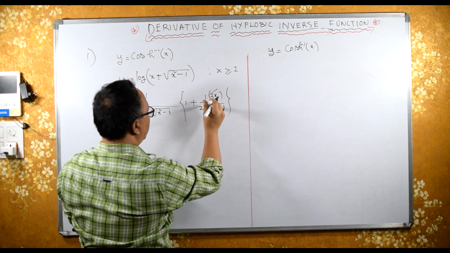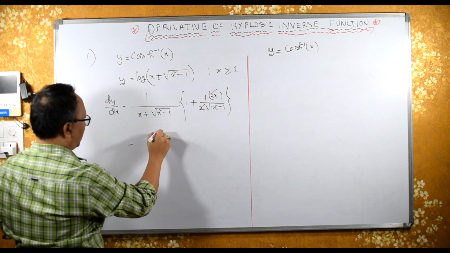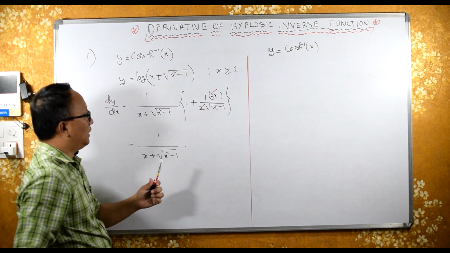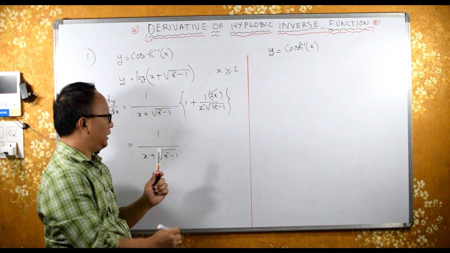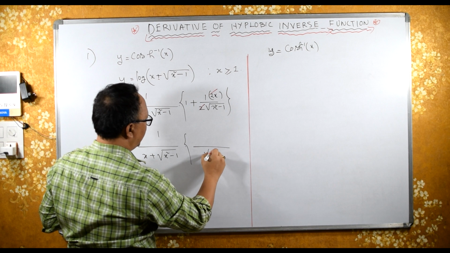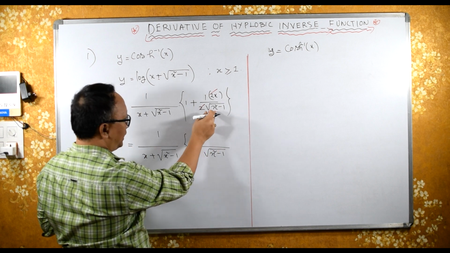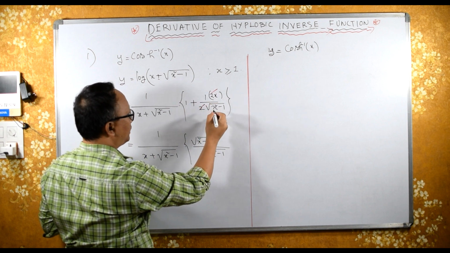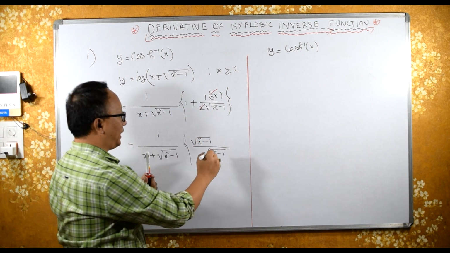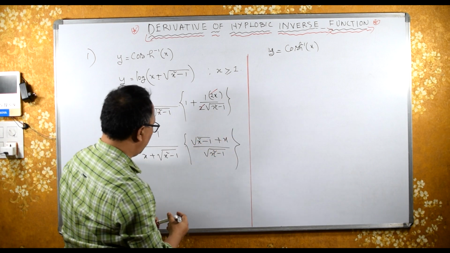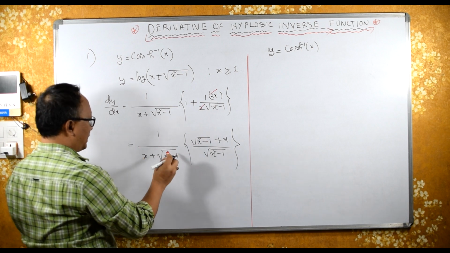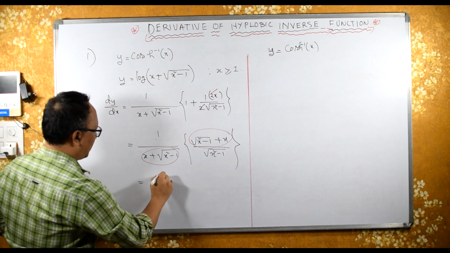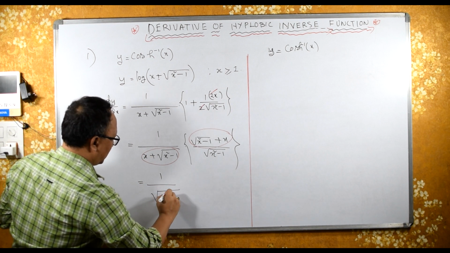Now these two and these two get cancelled. Here we have 1 upon x plus square root of x square minus 1, into. Now if I take the LCM over here, I will get square root of x square minus 1 in the denominator, and this into this is square root of x square minus 1. Here I have x plus square root of x square minus 1 in the numerator. Now this term and this term get cancelled, the whole term gets cancelled. What I have is 1 upon square root of x square minus 1.